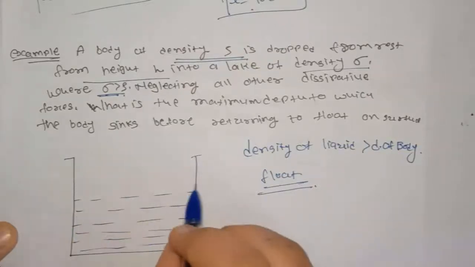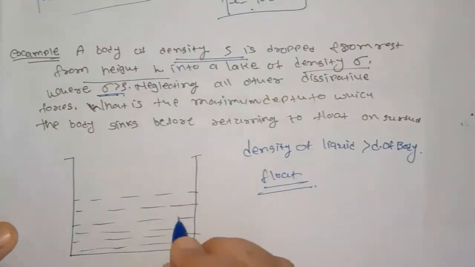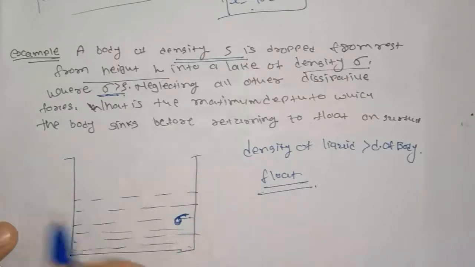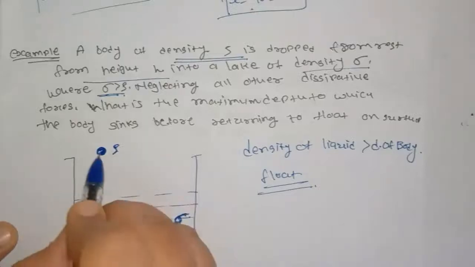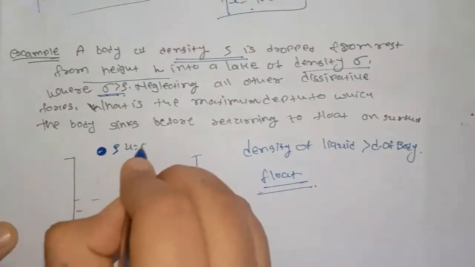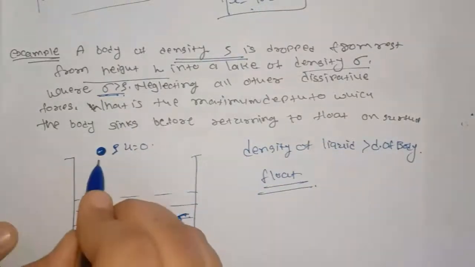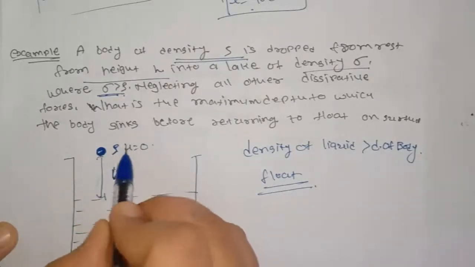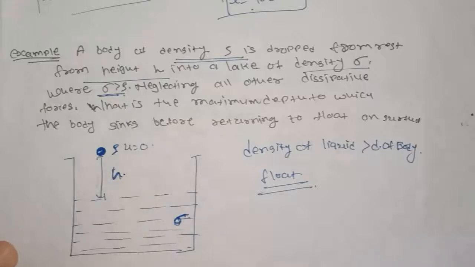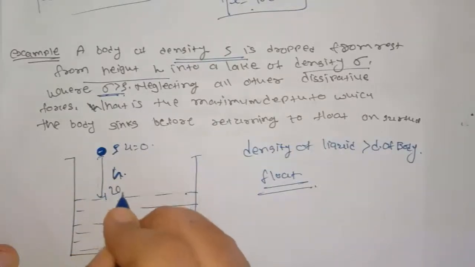This is a liquid of density sigma. A body of density rho is dropped, that means initial velocity is 0, from a height h above the surface of the liquid. Now, when it reaches the height h, it will have some velocity. Let's say that velocity is v1.